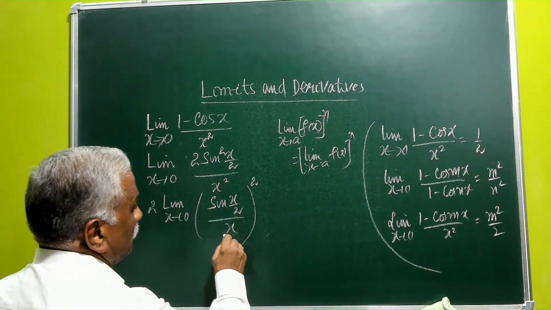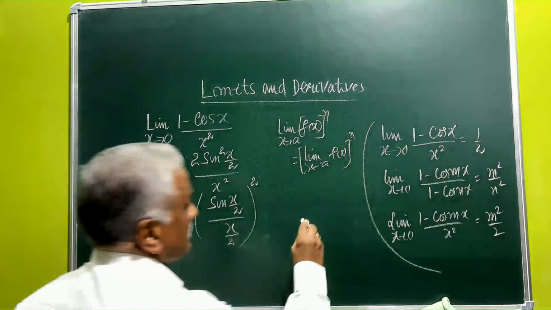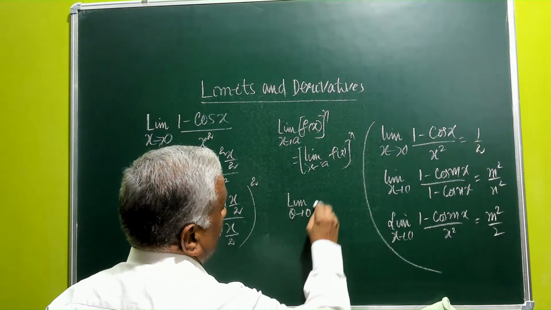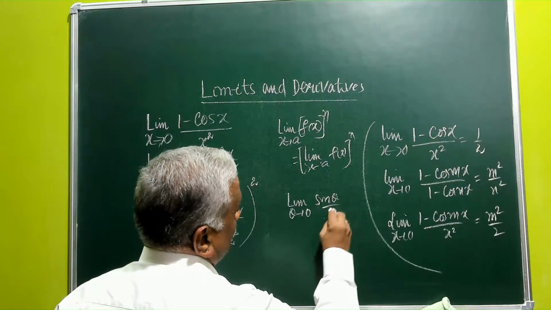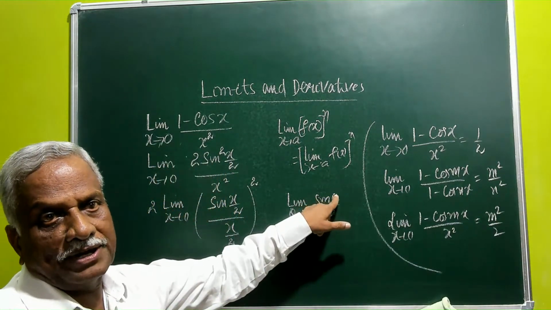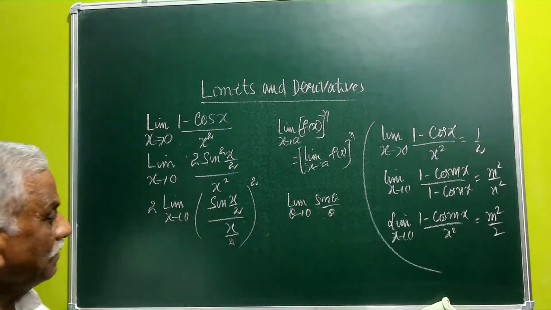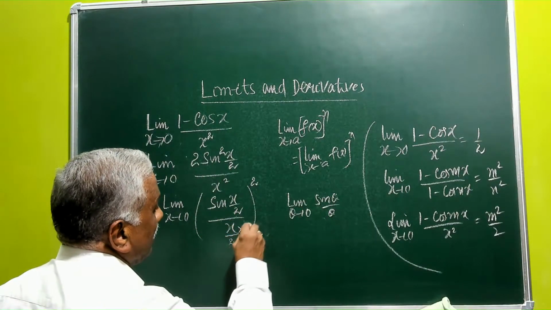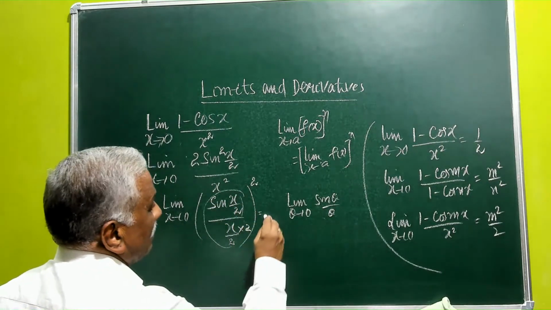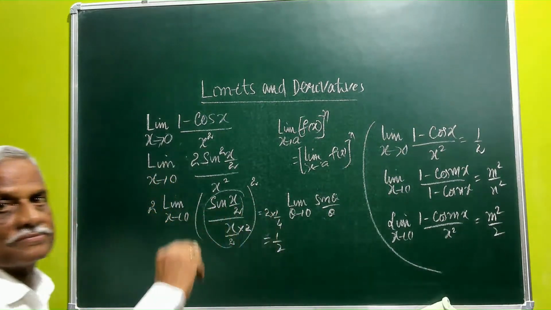we have got x by 2. What is the standard limit? Limit theta tends to 0, sin theta by theta is 1. If you have got alpha here, you must have alpha here. If you have got alpha by 2, you must have alpha by 2. So x by 2, I need x by 2. Therefore, to compensate that, I will multiply by 2. So this will be equal to 1. Therefore, answer is 2 into 1 by 4, that is 1 by 2.